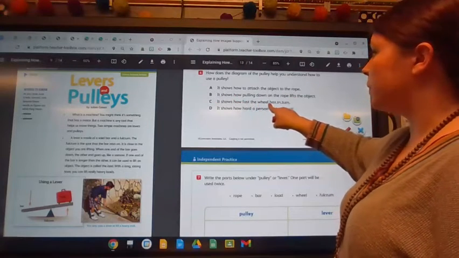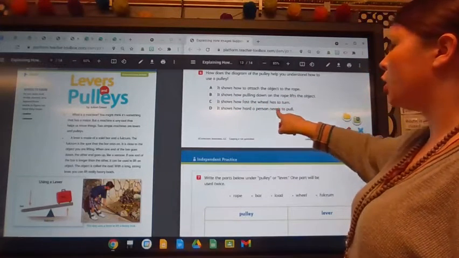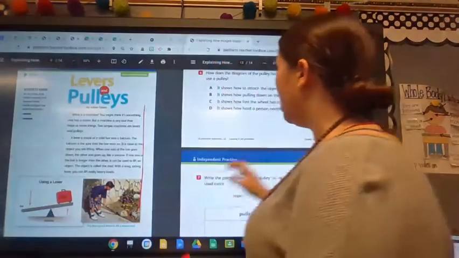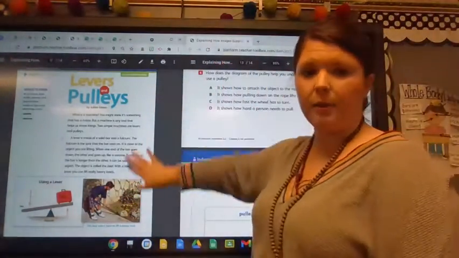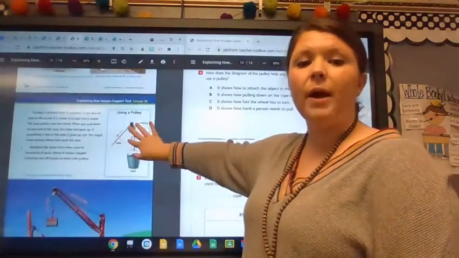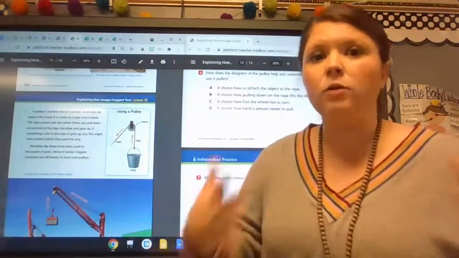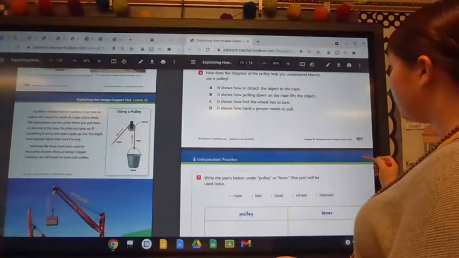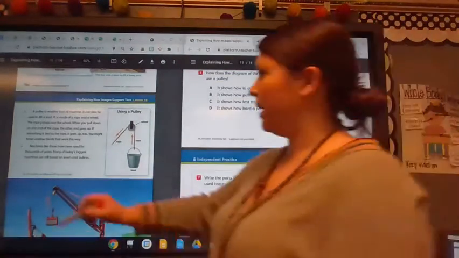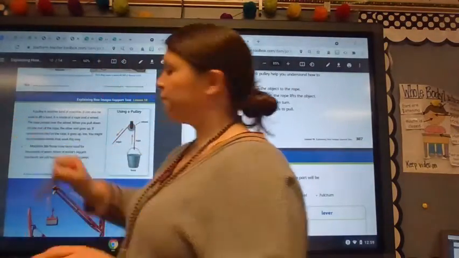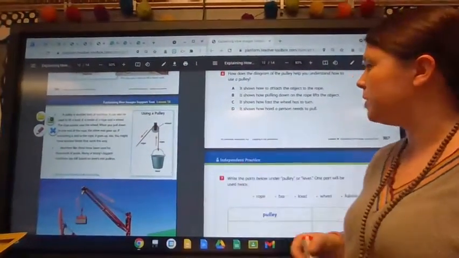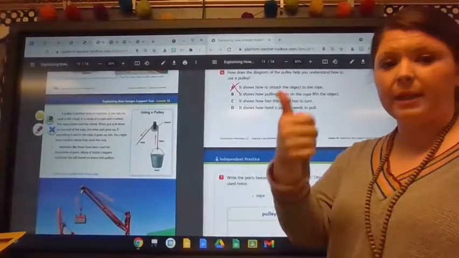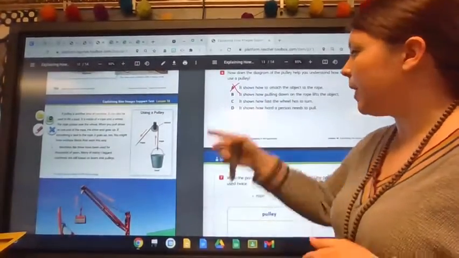It shows how fast the wheel has to turn. It shows how hard a person needs to pull. Now all of these things are included in that diagram, right? But we have to think about what the diagram is showing us how to do. Is it showing us how to attach the rope to an object? It's not telling us how to tie the rope to that object. Is it showing us how to pull down on the rope and lift the object? Remember, that's what those arrows showed.